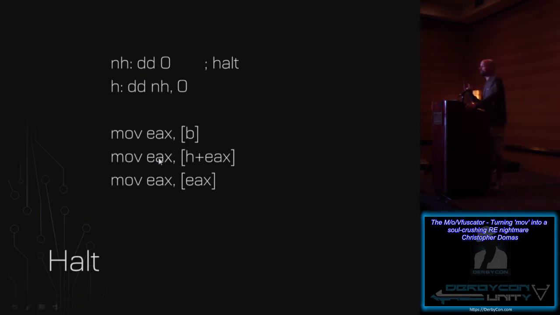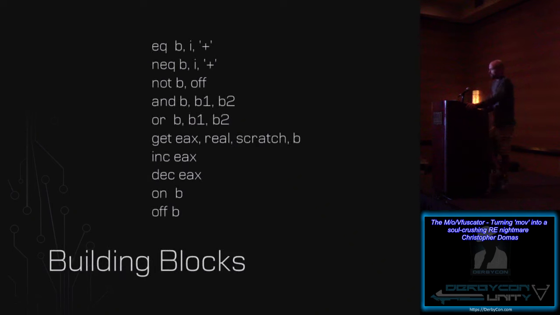Of course, we don't want to do that every single time we hit the instruction. We want to conditionally stop our program when it's time to stop it. So here's how, using only move instructions, we can conditionally dereference null in order to segfault our program to stop it.